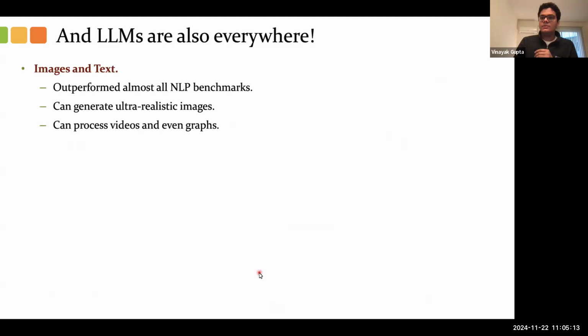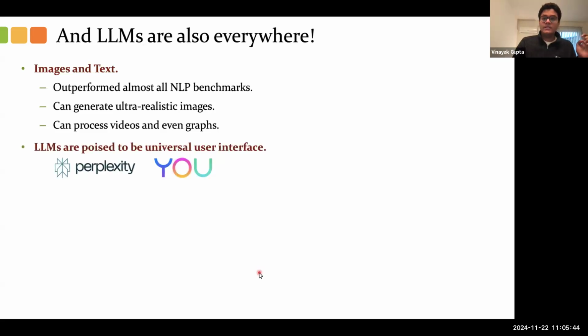Moreover, language models are also everywhere. So they have been used to process text, and they have almost outperformed all NLP benchmarks. They can generate ultra realistic images that we never expected any model to do. And modern LLMs like Gemini and GPT-4 can also work on videos and can also process graphs. So you can actually have a knowledge graph. You can have a graph of nodes, and you pass it to a language model. It can process it and show you the results.